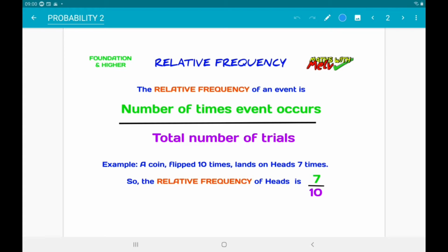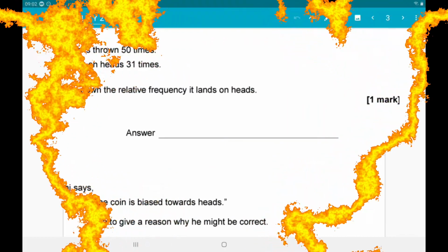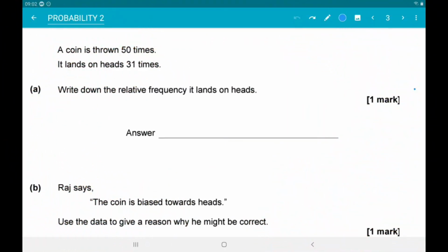Alright, let's go. First up, a coin is thrown 50 times and lands on heads 31 times. Write down the relative frequency it lands on heads. So that's 31 times out of 50 throws.